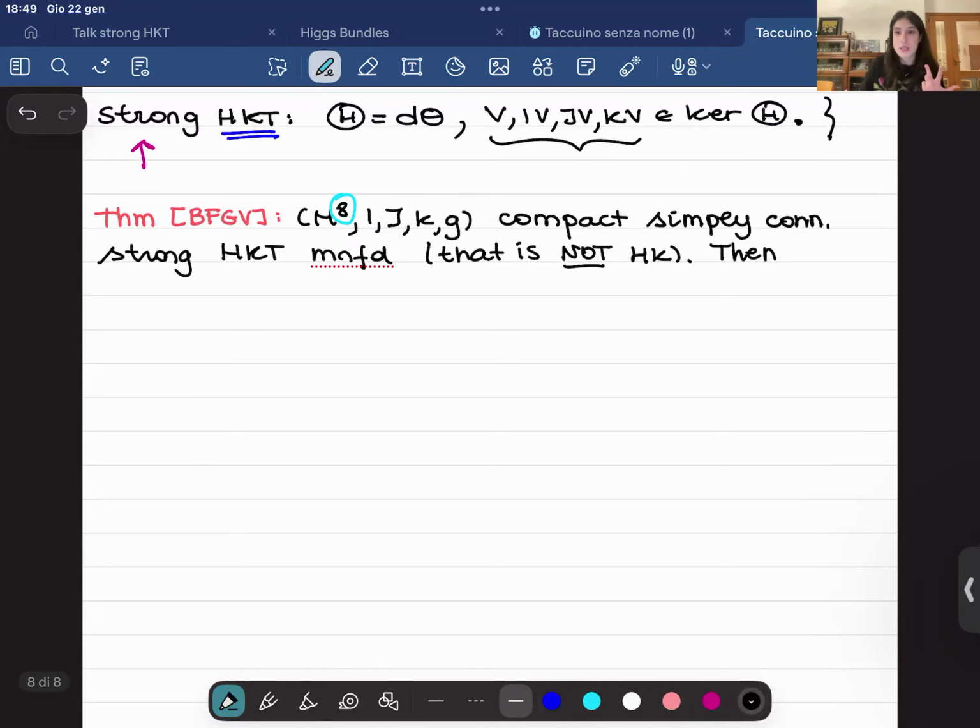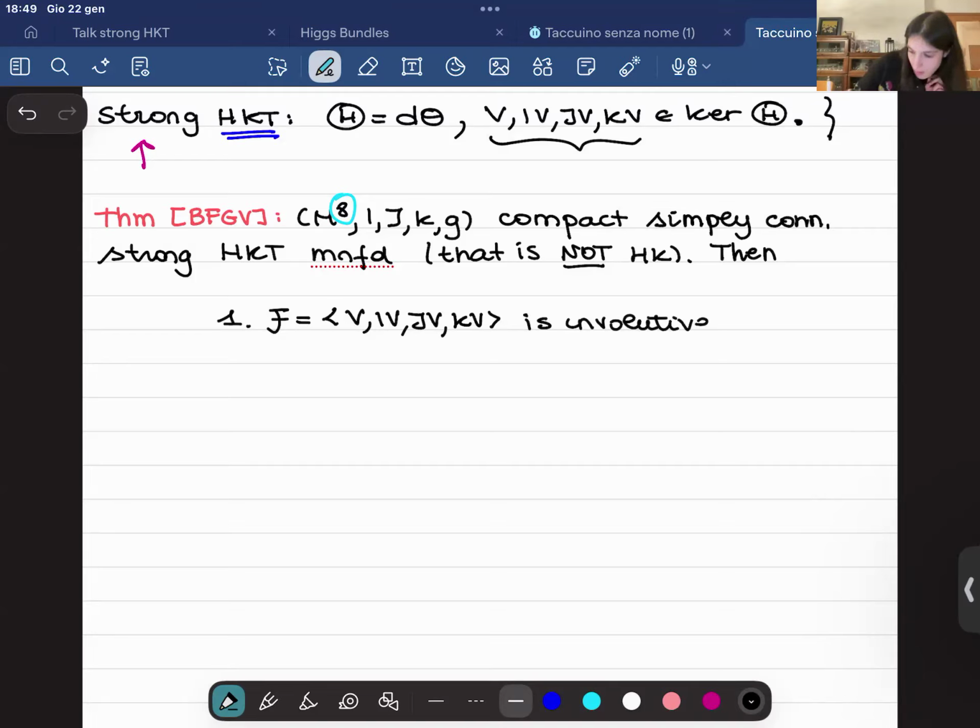Well, I can prove three things. The first is that if I consider the foliation spanned by the four vector fields V, IV, JV, and KV, this is involutive, and isomorphic to U(1) or plus SU(2).